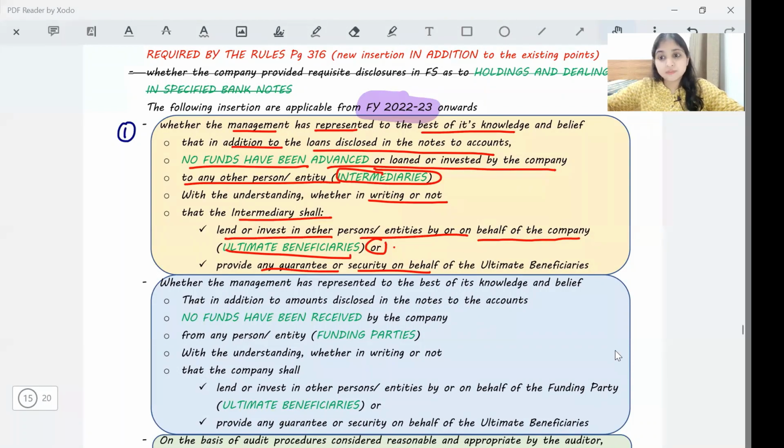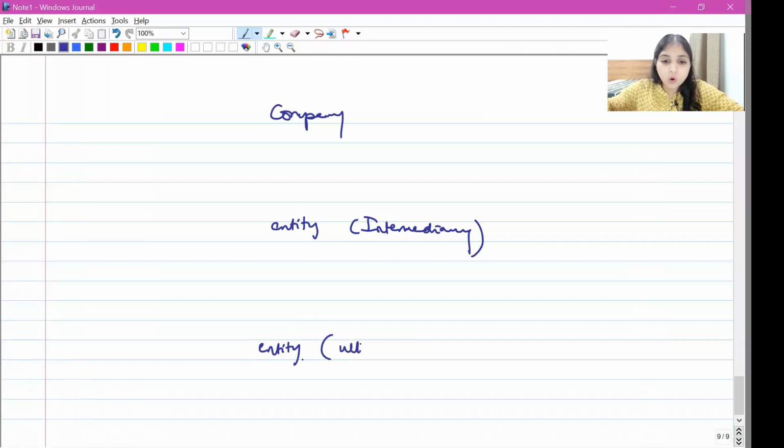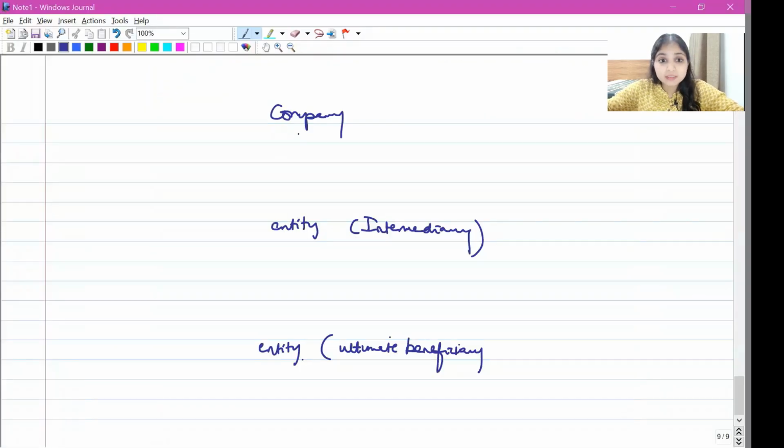To explain this first point to you, listen to me. Basically, we have a company, we have another entity, and then there is another entity. This entity will be called the intermediary, and this entity will be called the ultimate beneficiary. The first point over here is about loans, guarantees which the company has given to this entity under an agreement that this first entity will pass on the loan to this entity. That is what we're learning.